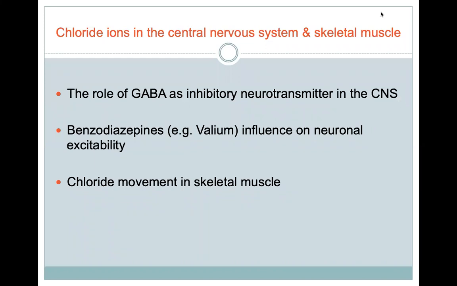In this week's lecture, we will look at the importance of chloride ions in the central nervous system and skeletal muscle, and we will do this by discussing the following below.